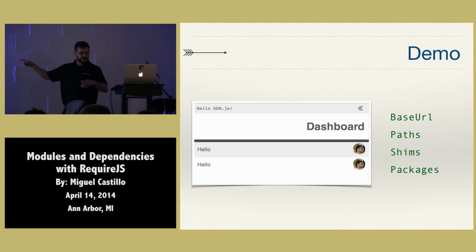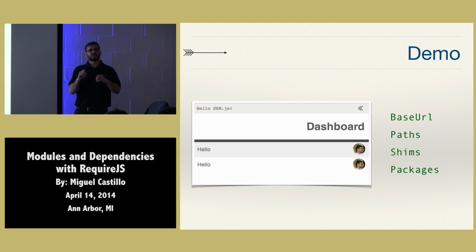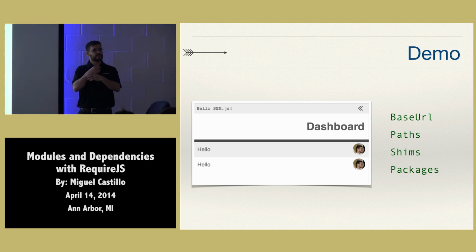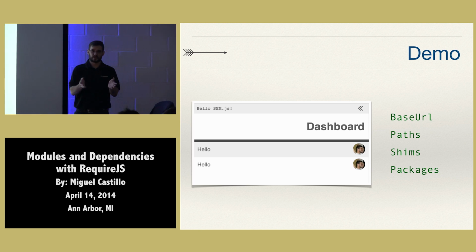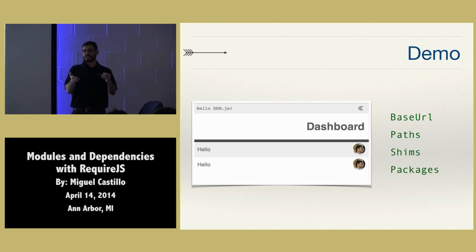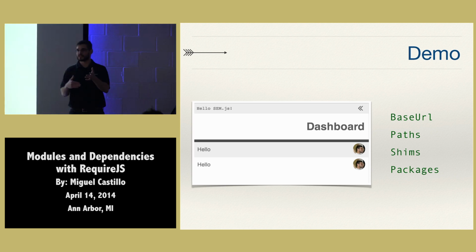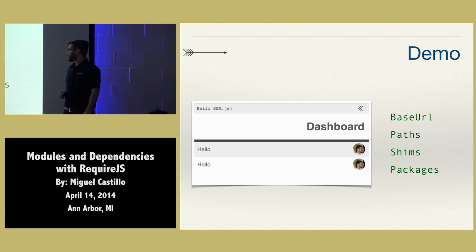Path, sure, I'll go through this. So path is basically a way to map a name, a module ID, to a file in whatever directory structure that you may have, right? So this is a good way to do things like when you want to load up jQuery. And every time you load jQuery, you don't want to put a 20 levels deep path before you get to jQuery in each one of your module definitions. So you just basically map jQuery, and then you provide the path.